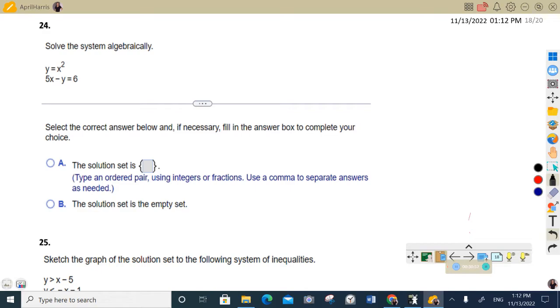So I'm going to take what y equals in the first equation and plug it in right there for y in the second. So in the second equation I have 5x minus whatever y is equals 6, and y we know is just x squared. So I have a quadratic equation I need to solve. So I need to set it equal to 0 and factor. So since this is negative x squared, I want to move that over here, and I'm going to move the 5x over there as well. So on the left, I'm going to be left with 0.